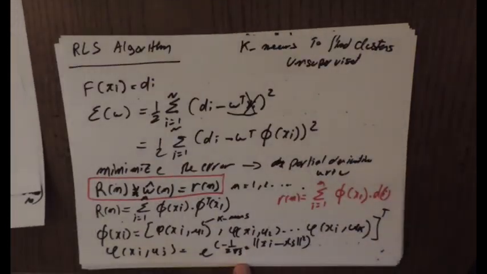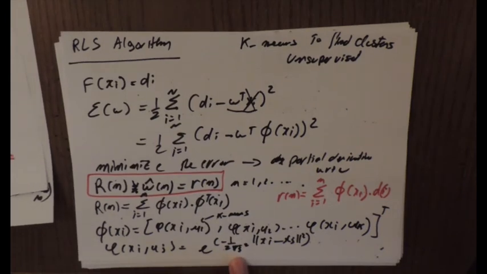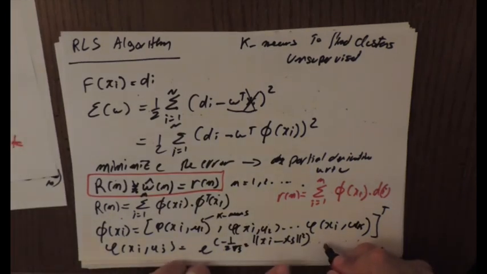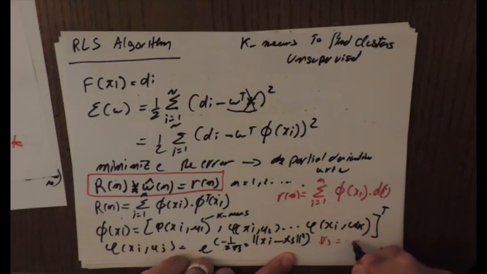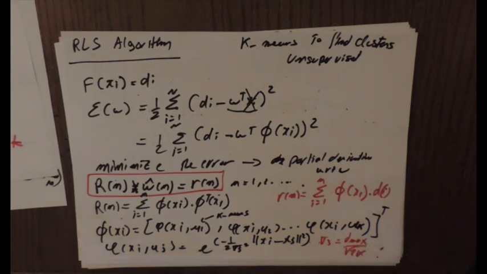So remember, we need an exponential function, and sigma j can be d max over square root of 2K. K is the number of clusters, and d max is the maximum distance between any two clusters. So if we have 5 clusters, we find the distance between each pair, and we choose the distance to be the maximum between them. And this finalizes this lecture. Next lecture I'm going to do a numerical example on this topic.